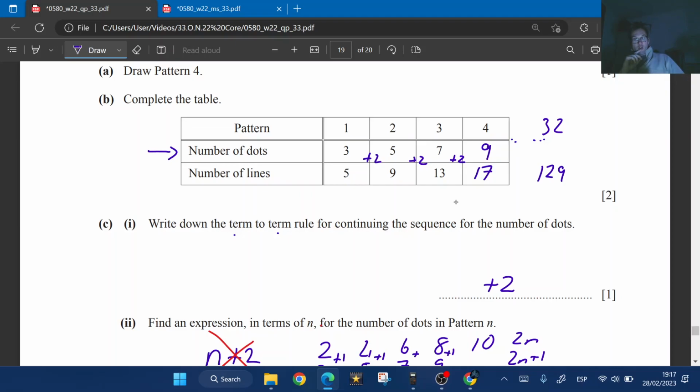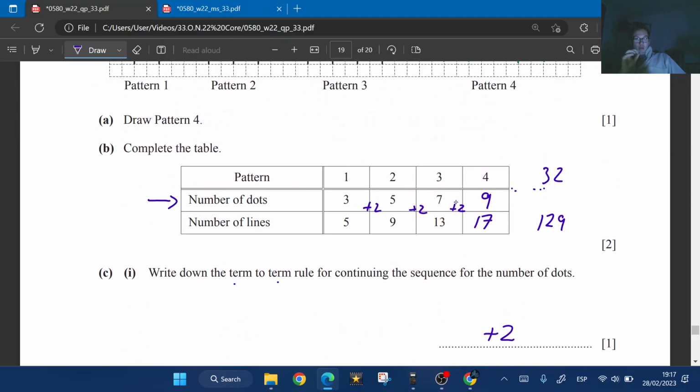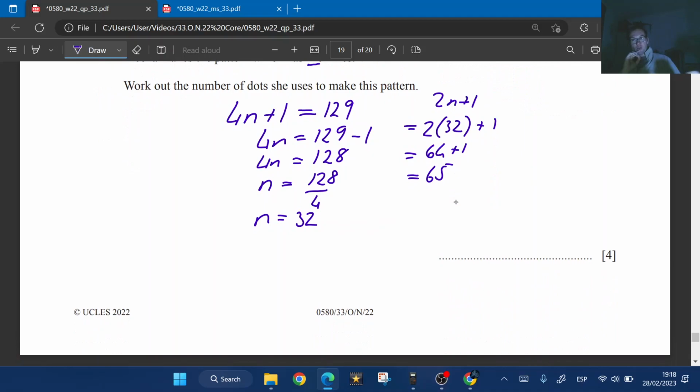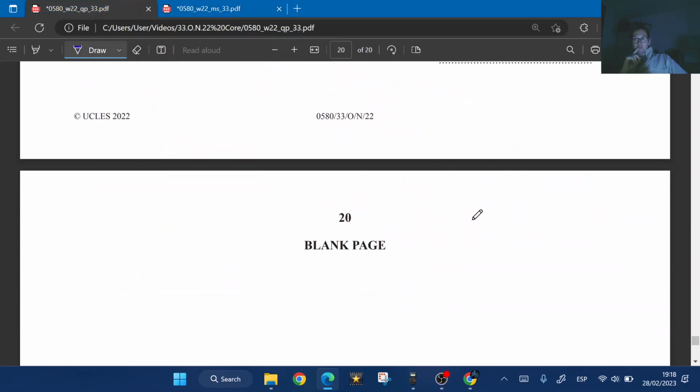To find the number of dots, we need to use the rule for the number of dots, and put that 32 in there, and it will tell us how many dots. So that will be 2 times 32 plus 1. Remember, we're using this rule for the number of dots. 64 plus 1 is 65. 65 dots in the pattern with 129 lines. Very important, you need to do the working out correctly as well to get full marks.